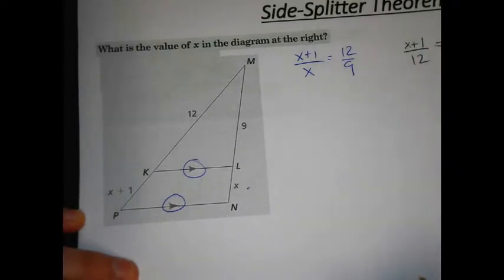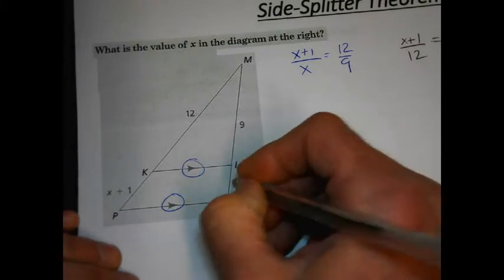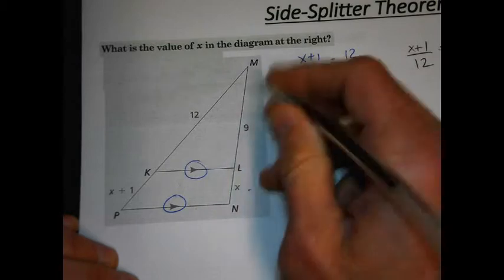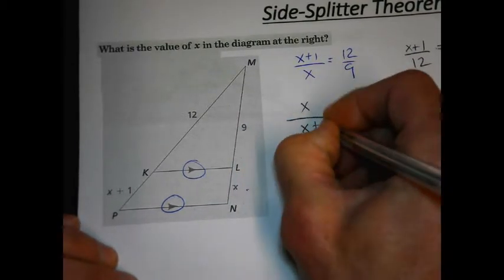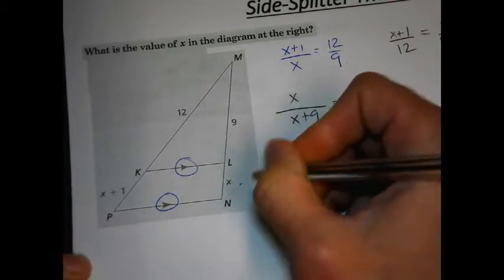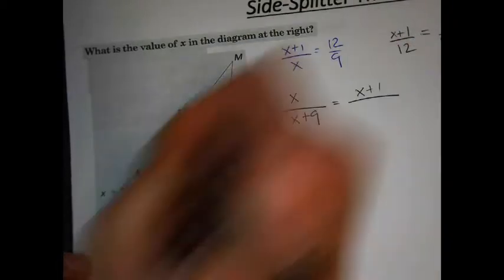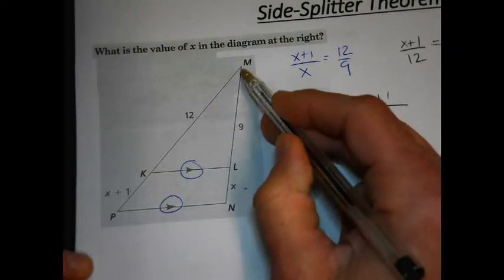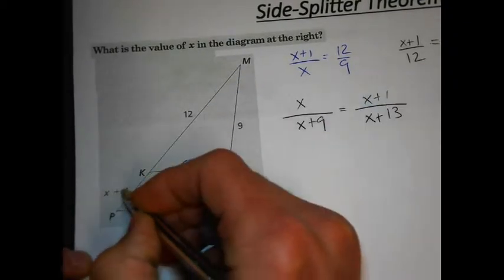We could look at the whole thing, right? We could look at x to this whole side, right? What would this whole side be? Anyone know? Raise your hand. Okay, good. X plus 9, that's correct. All right, so we can do x to the entire side, and that could be equal to x plus 1 to this whole side. And what would be the measure of this whole side? That's right. Good, good. X plus 13. Very good. X plus 1 plus 12, right?